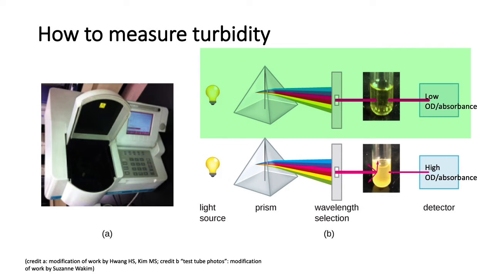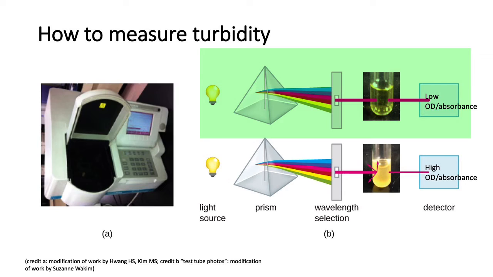The light goes through a prism, which is going to separate the light into different wavelengths, and then through selectors, only that 600 nanometer wavelength will be allowed to pass through. In the upper example, this is an empty broth, so the light will just go through. There will be no light absorbed. So you're going to get this value, low optical density, also called absorbance.